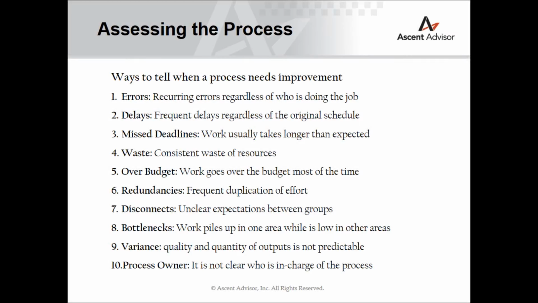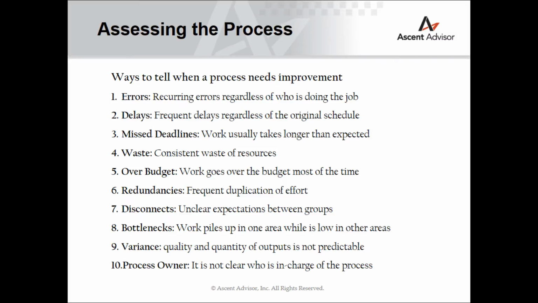So the ways to tell when a process needs improvement are: 1. Recurring errors, regardless of who is doing the job. 2. Delays, regardless of the original schedule. 3. Work usually takes longer than expected. 4. Consistent waste of resources. 5. Work gets over budget most of the time. 6. Redundancies and frequent duplication of effort.